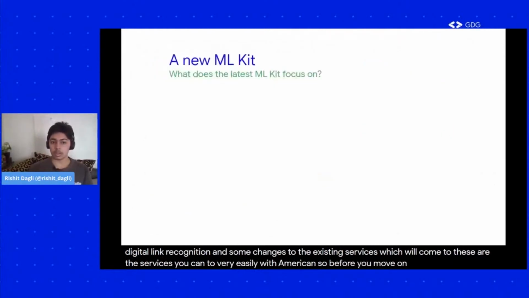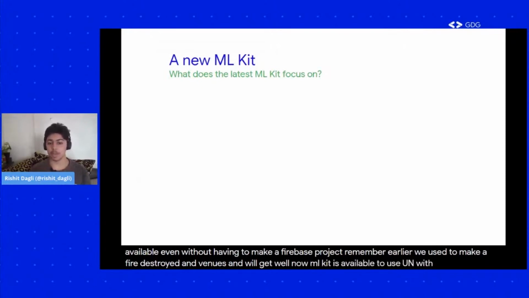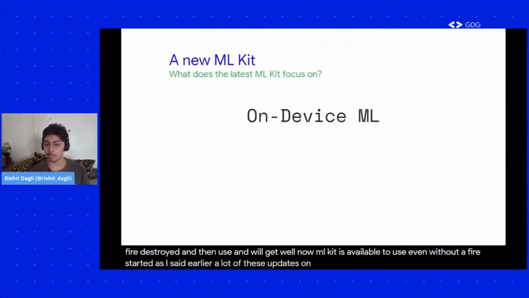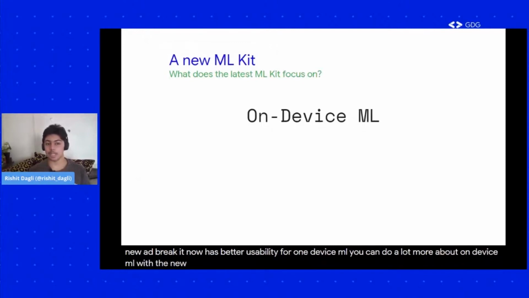Before I move on, ML Kit is now available even without having to make a Firebase project. Remember earlier, we used to make a Firebase project and then use ML Kit. Well, now ML Kit is available to use even without a Firebase project. As I said earlier, a lot of these updates are focused on on-device ML due to the benefits we just talked about. The new ML Kit now has better usability for on-device ML. You can do a lot more with on-device ML with the new ML Kit.